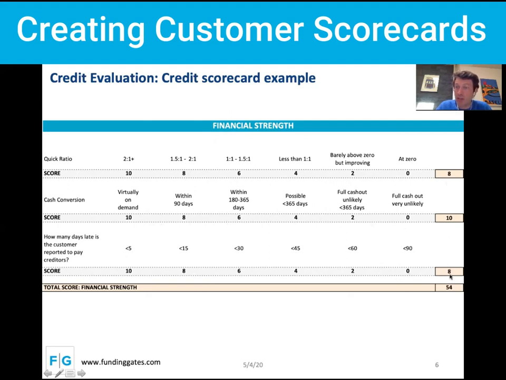And then you basically add up all the scores for each of the segments within the financial strength category, 8, 10, 8, and then over here, right? And you get a total score for financial strength of 54.